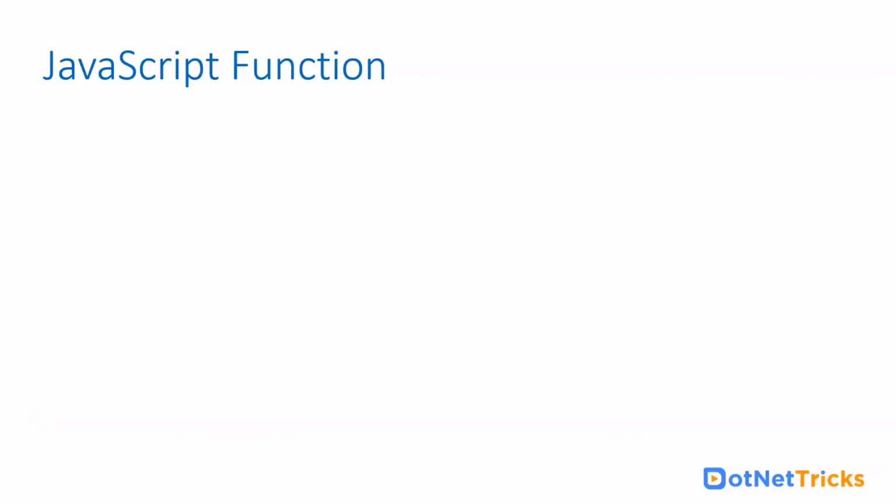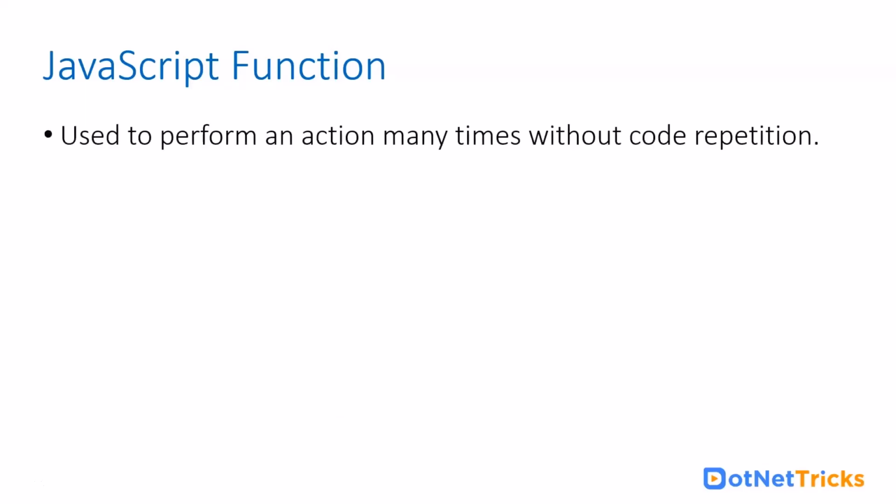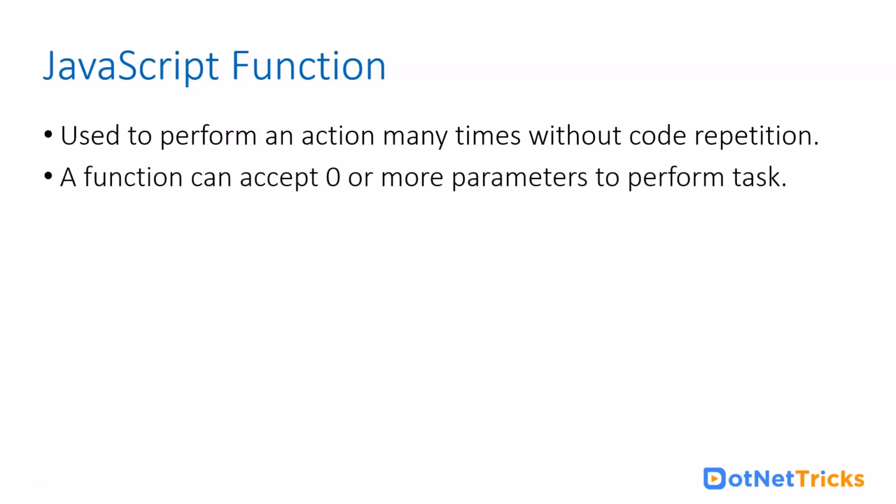Today we'll discuss JavaScript functions. Basically, the moment we talk about JavaScript functions, they help to perform an action that is repeated. Rather than writing the same piece of code again and again, we write it in a block. We name it a function and we call it whenever we need it. It helps in modular programming.